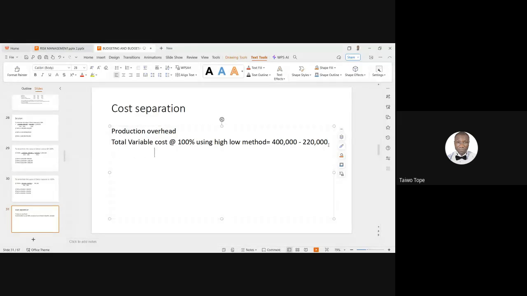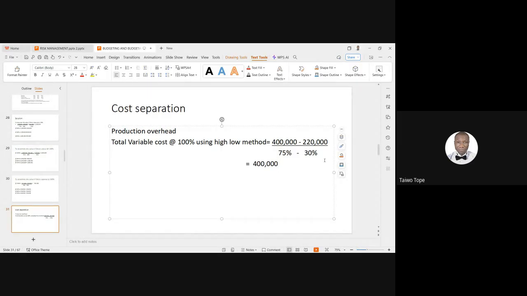So the activity levels, we have them as 75% minus the lowest, 30%. When you simplify this, what will be your result? 400,000. This is your variable cost at 100%.